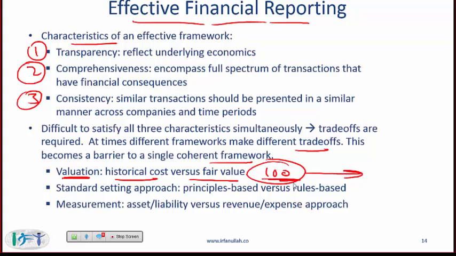The case for historical value is that it's more objective. The case for fair value is that it is a better indication of current economic reality. But there might be a lot of subjectivity associated with fair value. So we can't say one is better than the other necessarily, but clearly different entities can make different decisions.